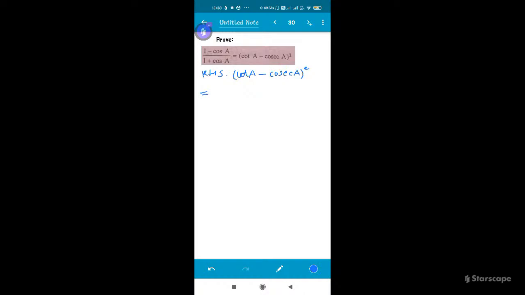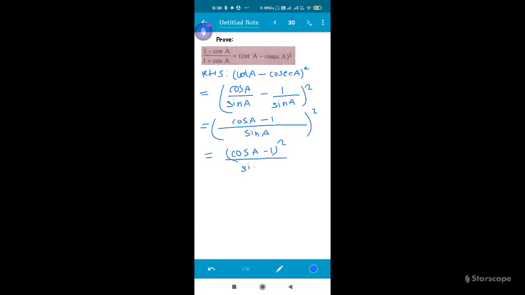So cot A can be written as cos by sine. So cos A by sine A minus cosec A can be written as 1 by sine A, whole square. So the denominator is sine A, we don't even have to find the LCM here, and in the numerator we have cos A minus 1, whole square. Okay. So cos A minus 1 whole square divided by sine square A. I'm squaring both the numerator and the denominator separately.